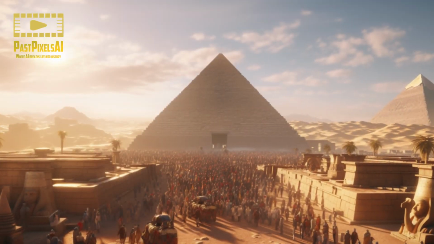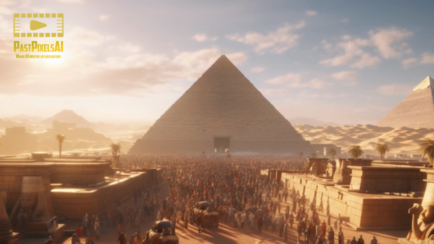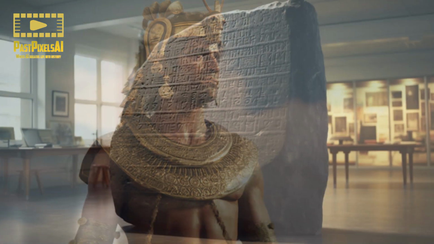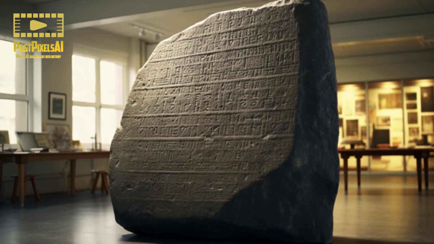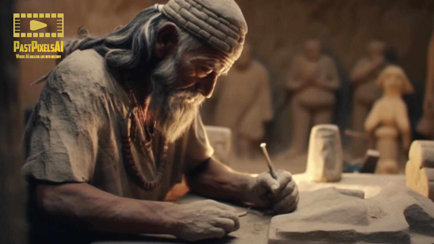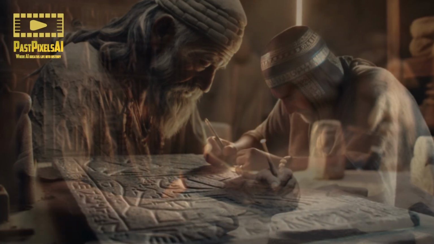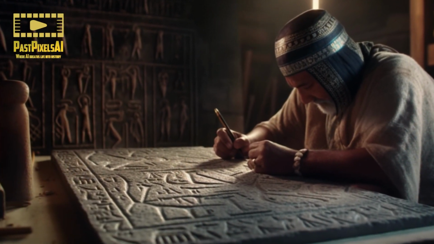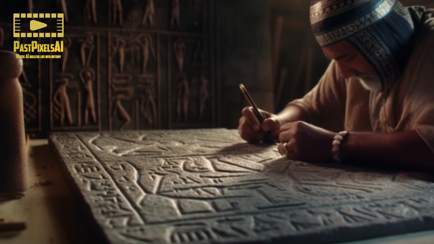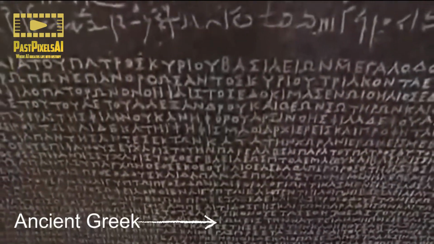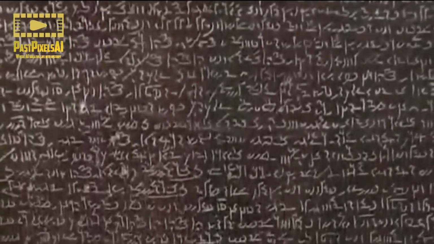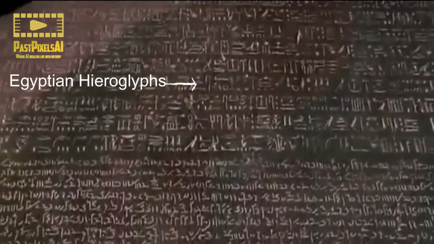Our story begins around 196 BCE in Egypt under the reign of King Ptolemy V. The Rosetta Stone was not a mere decorative piece, but a decree, a proclamation issued by the priests to honor the young pharaoh. It was inscribed with the same text in three different scripts: ancient Greek, Demotic, and Egyptian hieroglyphs, for a very practical and political reason. It was intended to be read and understood by a diverse population in Egypt at the time of its creation.